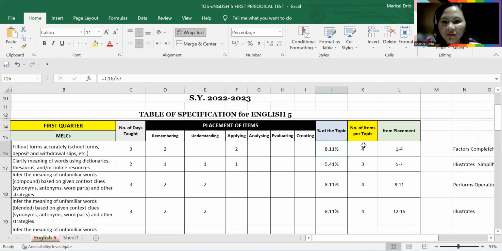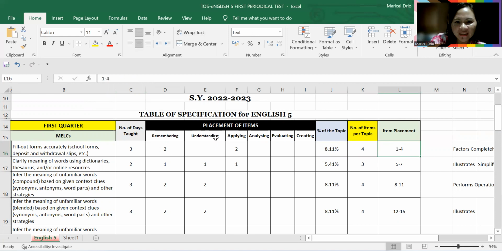Then for the number of items per topic, all you have to do is multiply J16, this one, the 8.11%, by the number of items, which is 50 items. So you are going to change that into 0.5. And then, close and open parentheses, you are going to multiply that by 100 to get the number of items per topic. So we have 4, right? And then you are going to plan the item placement for that. So I planned it to have 1, 2, 4.